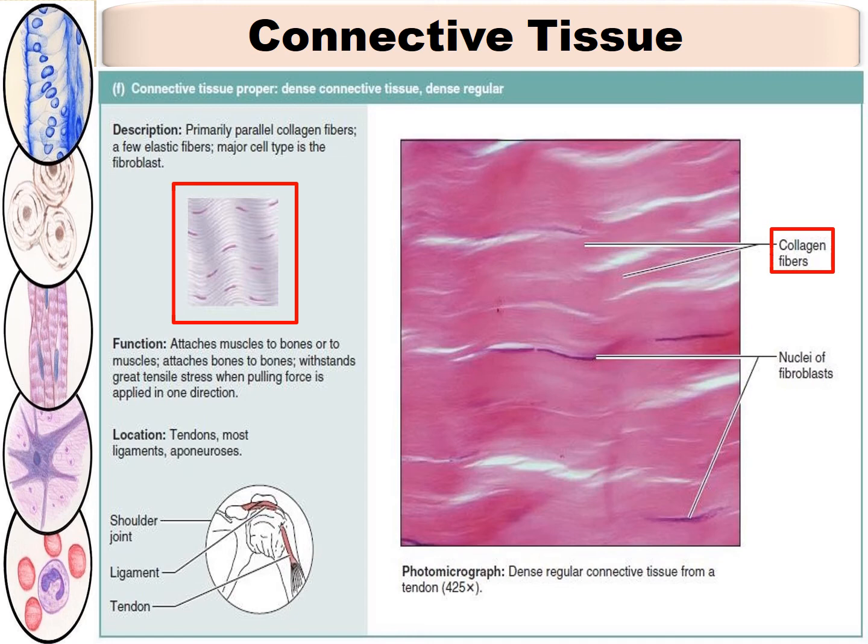This dense regular connective tissue proper attaches the muscle to bone or to muscles. It attaches bone to bone and withstands great tensile strength when pulling force is applied in one direction. It is located at the tendons and most ligaments and appendages. Here you can see the photomicrograph of the dense regular connective tissue from a tendon.